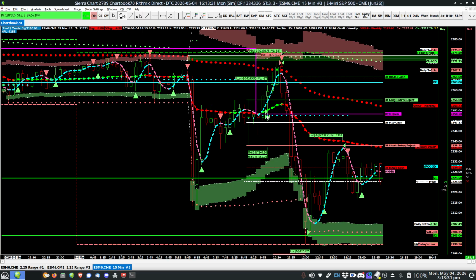Tried to push down, couldn't make it. Tried to push down, couldn't make it. Which means somebody was trying to sell it there, and the buyers were right in that area. They bought it. And they bought it. Boom. What's your next logical target? Monthly VWAP, right there. Or the cloud. You could look at the cloud, or you could look at that area. But monthly VWAP was the closest target.